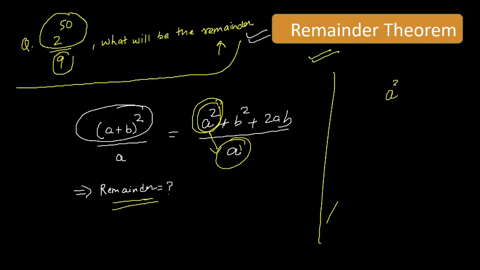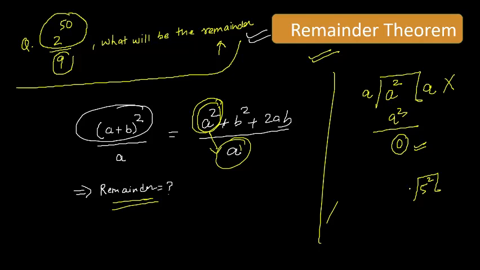If we divide a square by a, it will be divisible by this. The remainder would be 0. Why are you saying this? I am asking this: 5 square, is it not divisible by 5? It is divisible by 5. Remainder is 0. Are you getting my point? Can I say if in any number this divisor exists, it will be divisible by that. It is a square, so it must be divisible by a.